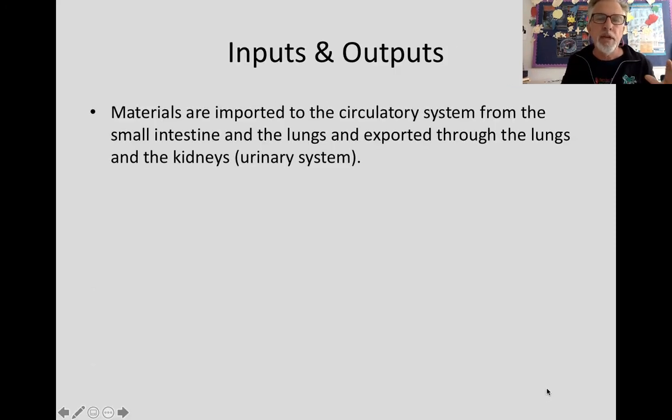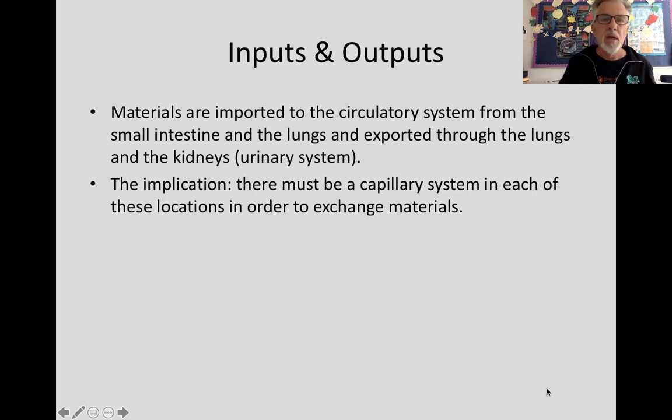It's worthwhile remembering the inputs and the outputs to the human body system. Materials come into the circulatory system from the small intestine and the lungs and are exported from the circulatory system through the lungs and the kidneys. And we'll talk about the urinary system a few videos from now. The implication here is that anytime there is an exchange of materials, there must be a capillary system in each of these locations in order to exchange materials. We've already seen that with the small intestine and with the lungs.